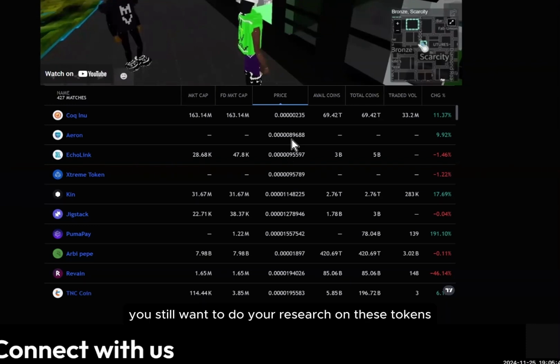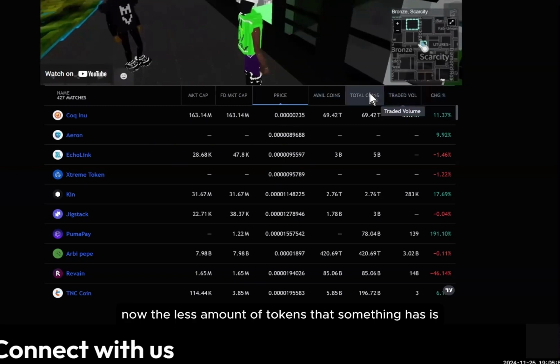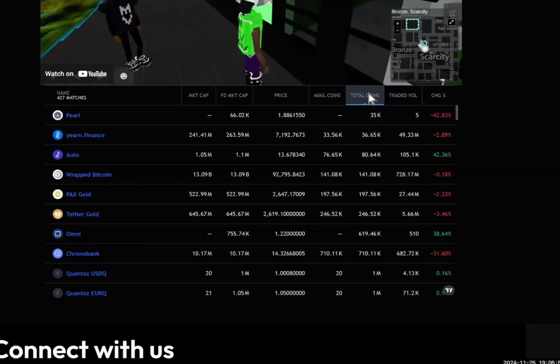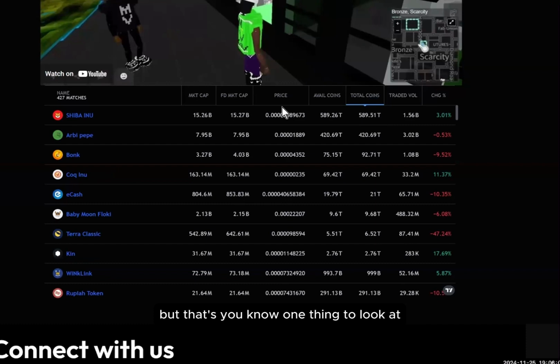Mind you, you still want to do your research on these tokens, but you're able to check the metrics of them from right here. Now, the fewer tokens something has is actually good for the people holding the token because the price goes up faster. And there are other factors to look at as well, but that's one thing to look at. So when you look at Shiba Inu, it has 589 trillion tokens.